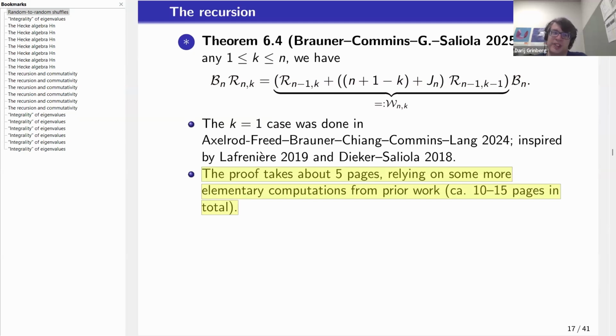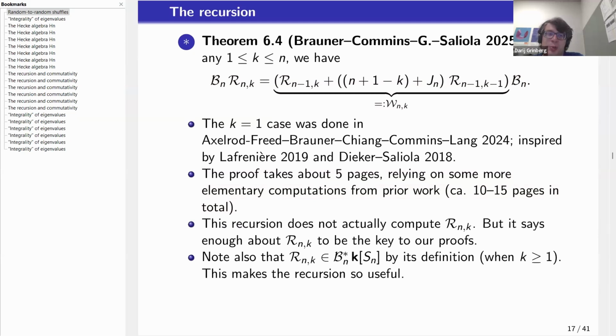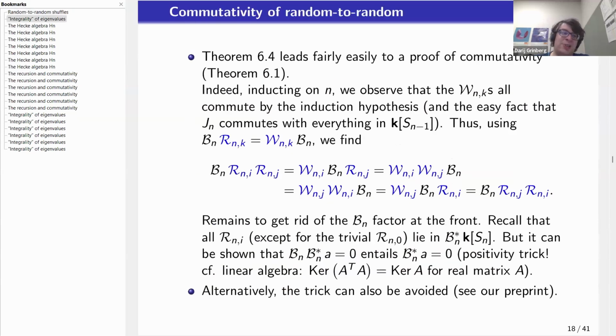None of the lemmas is very difficult. Yes, a lot of sum computations, basically. Now, this recursion does not compute Rnk, but it gets us close to it. The other thing that you easily notice is that Rnk is Bn star times something if k is non-zero. K is 0 is just it, so you don't care about the case, but it turns out that you can use this recursion to prove that the R's commute.